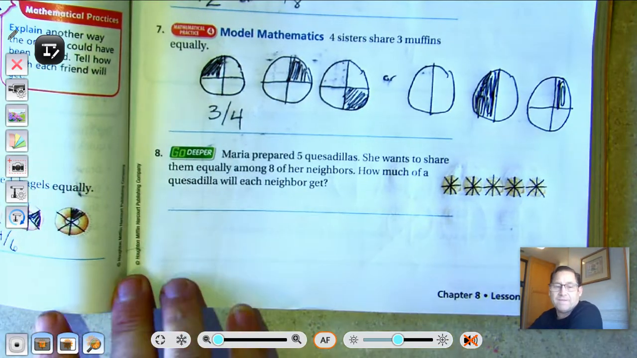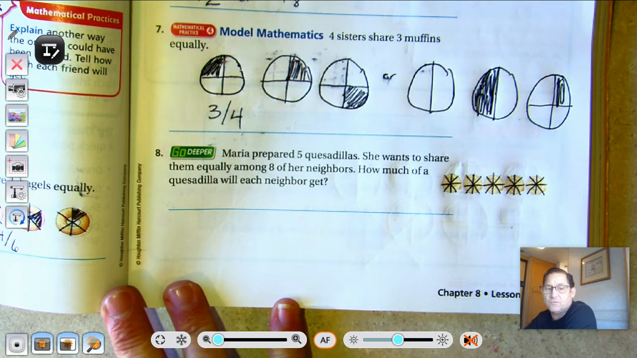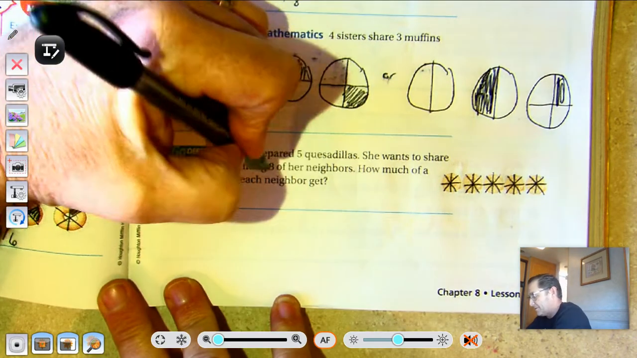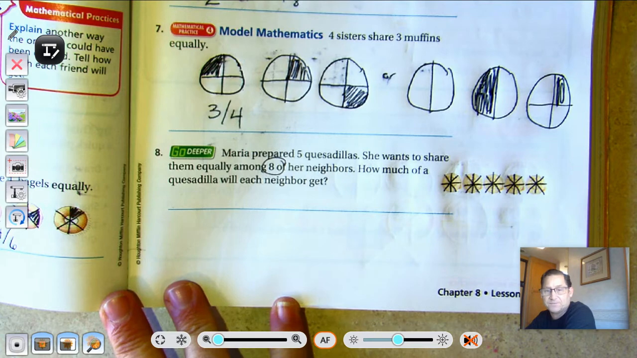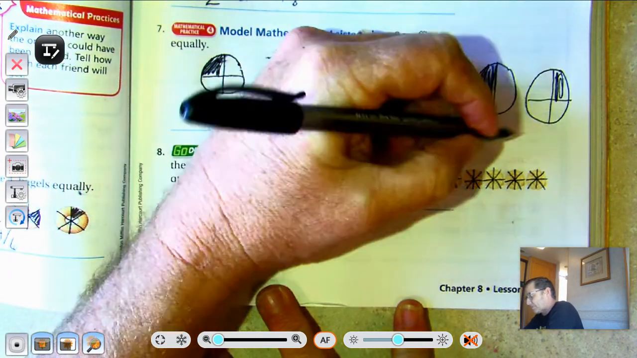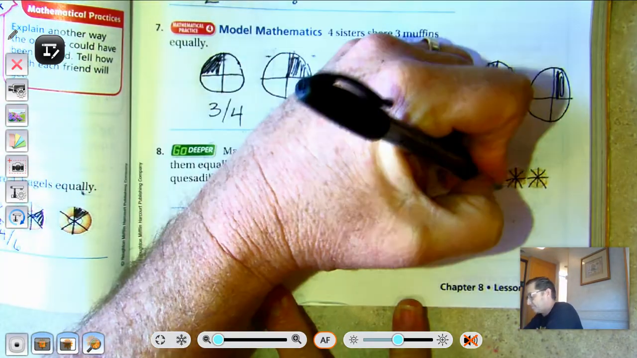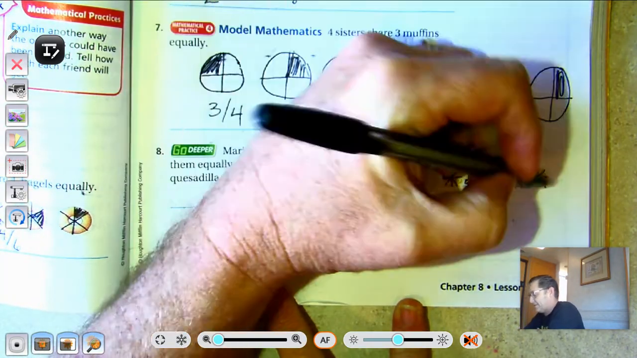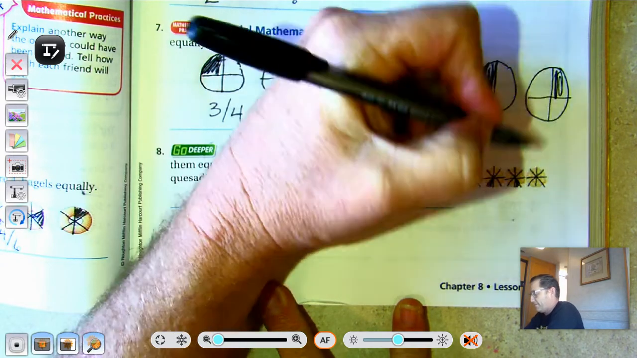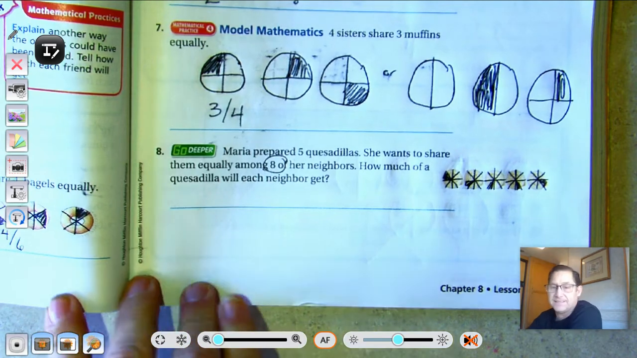All right, so we have 8 slices in each quesadilla. Why do we have 8? Because there's 8 of her neighbors. So this neighbor can get 1/8 of that quesadilla, 1/8 of the next quesadilla, 1/8 of the third quesadilla, 1/8 of the fourth quesadilla, and 1/8 of the fifth quesadilla.